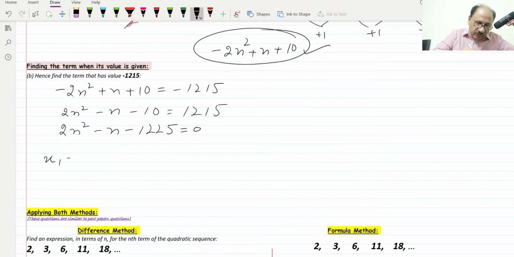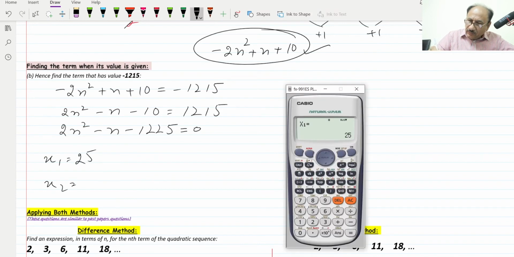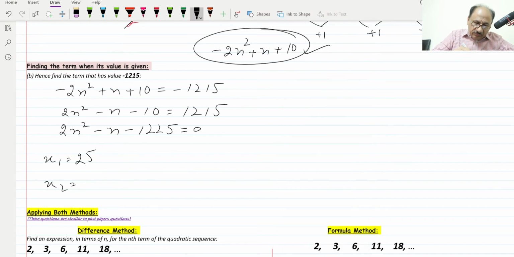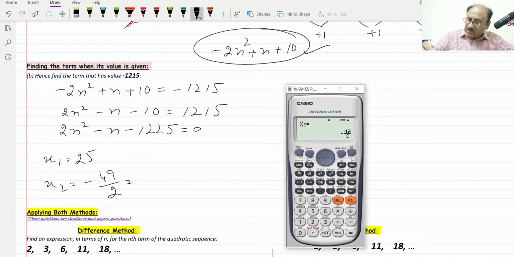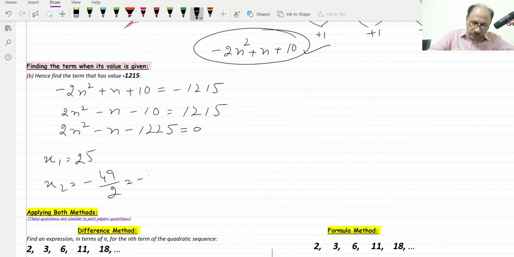So x1 value is equal to 25. We have to provide x2 value also, and for x2 value we'll press, so minus 49 by 2. We can write the decimal value also, and the decimal value will be minus 24.5. This value we will be discarding, we will not be taking, because this is a decimal value. A term of a sequence cannot be a decimal value.